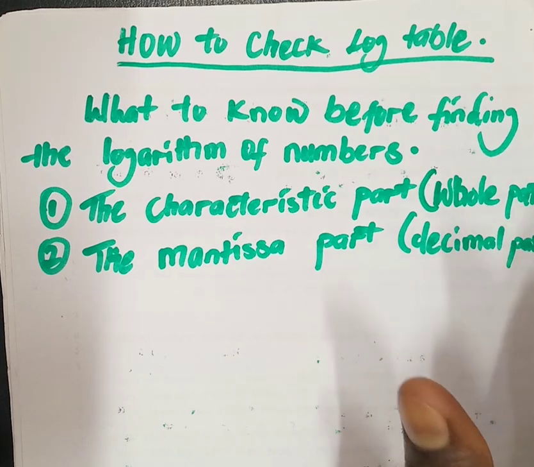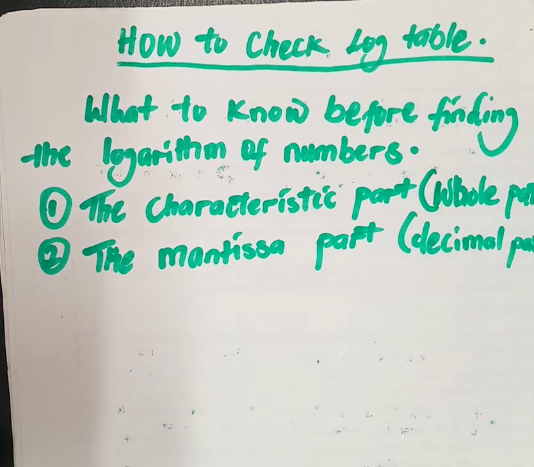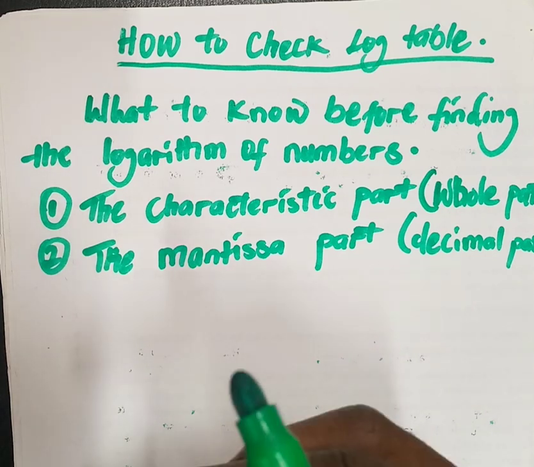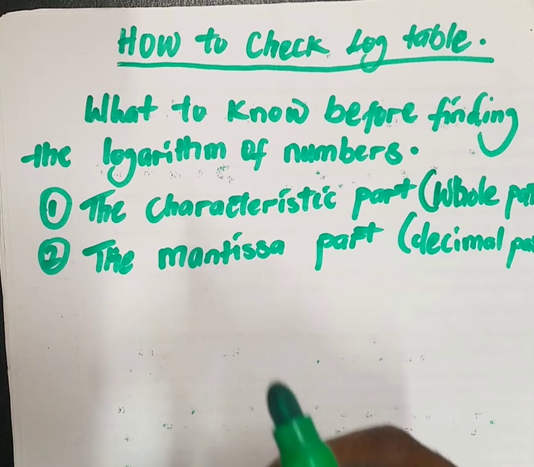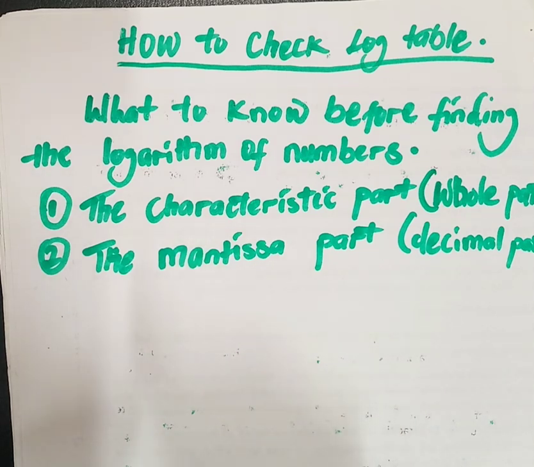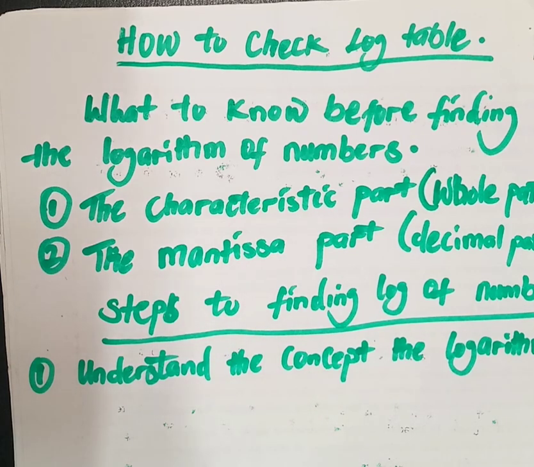So when you understand the two parts of logarithm, you are done with step one. The next thing to do is to identify the steps with which you will find the logarithm. First step is to understand the concept of the logarithm. This simply means that you should understand what the question is saying, what the question is asking you to do, before you go into answering the question.